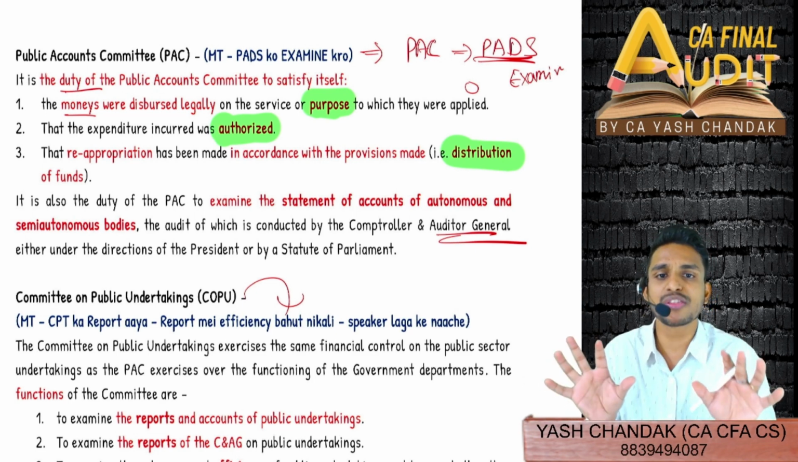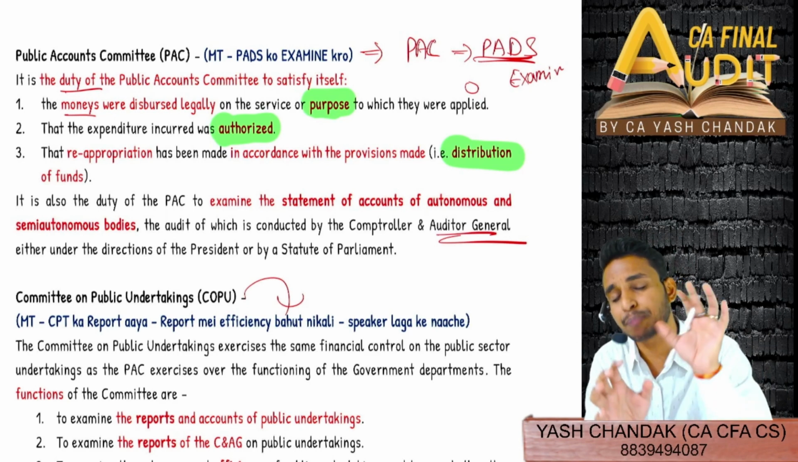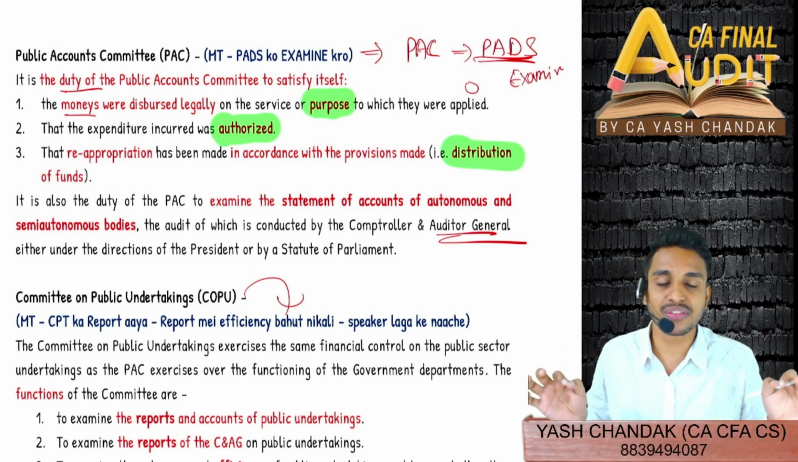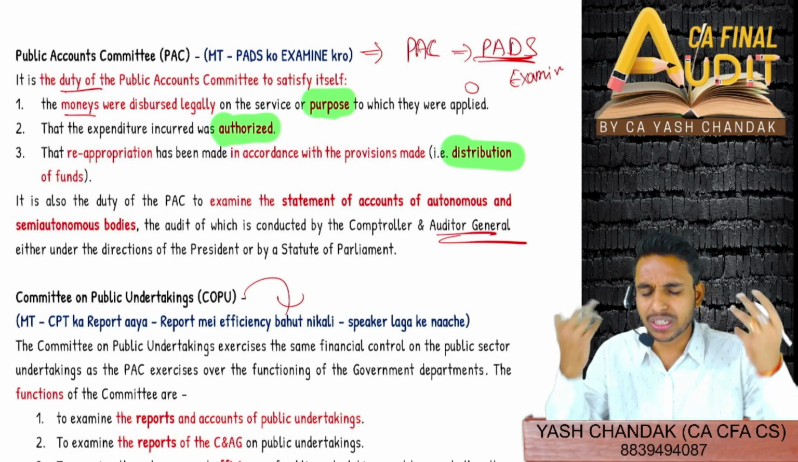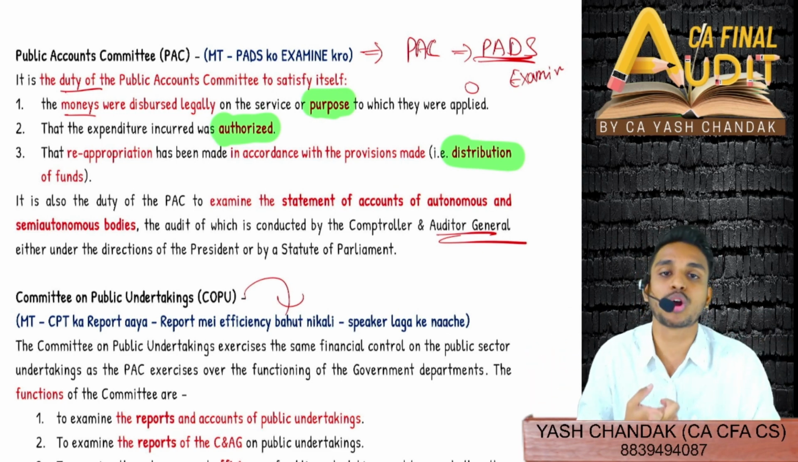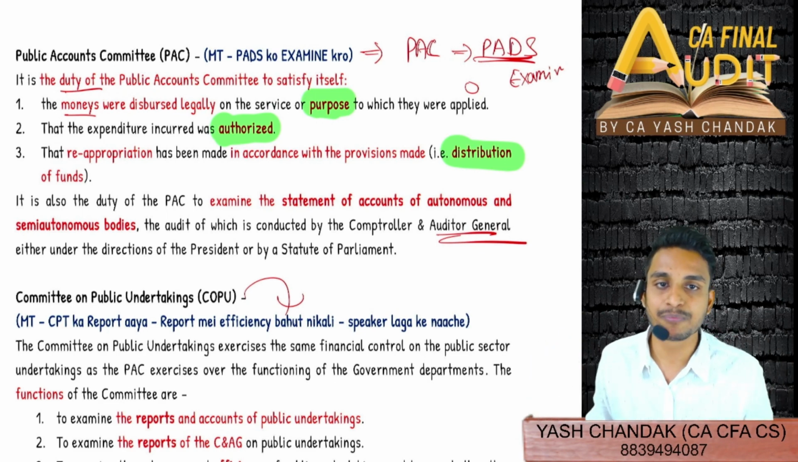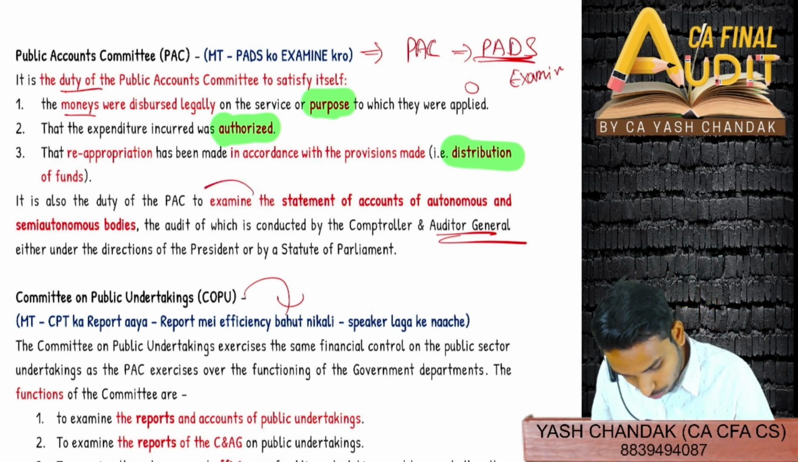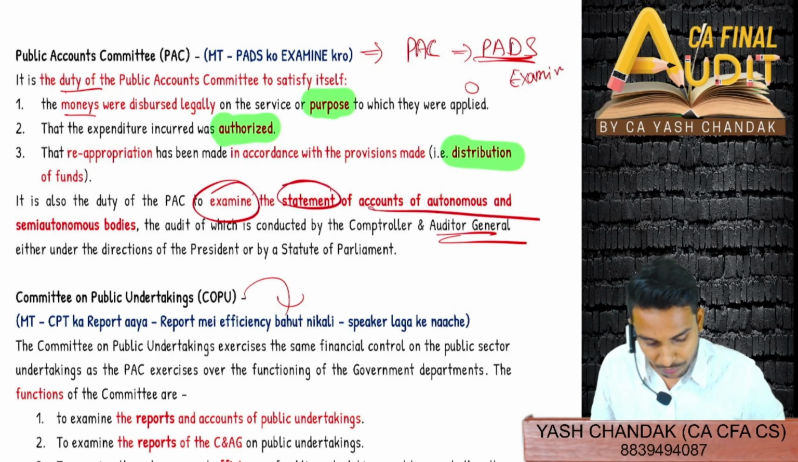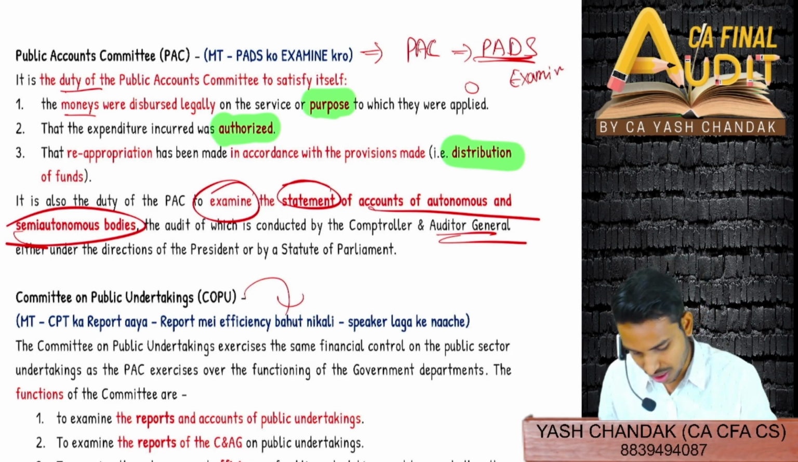P for the purpose for which they were legally sanctioned. The fund should be applied for that purpose only. And A for authorization, every expenditure should be done with the proper authorization, either general or specific, it doesn't matter, but it should be authorized. And then D for distribution of funds, reappropriation should be done properly. And then S for statements: examine the statements of accounts of autonomous and semi-autonomous bodies. So that is the function of PAC.